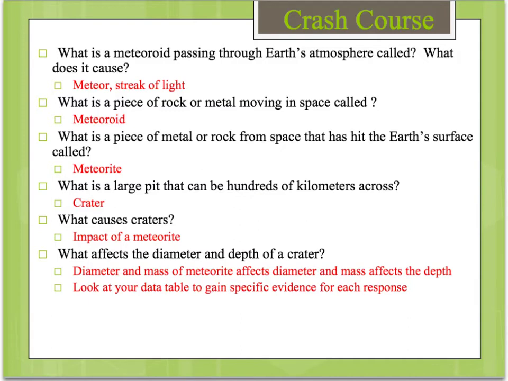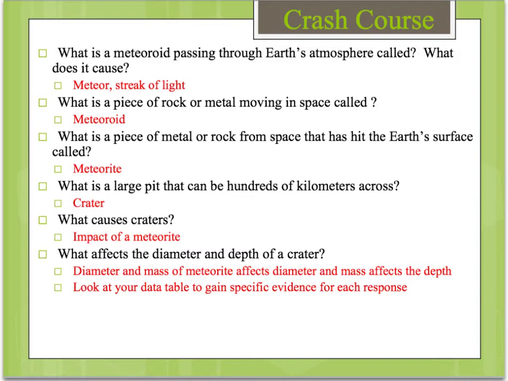What is a meteoroid passing through Earth's atmosphere called? And then what does it cause? So as it's passing through the atmosphere, of course, we end up having friction between the atmosphere and the meteoroid. So 2 things. First of all, we call it a meteor, and it ends up producing a streak of light.